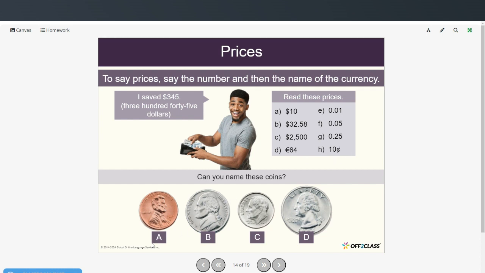And these coins, A is a penny, B is a nickel, C is a dime, and D is a quarter.